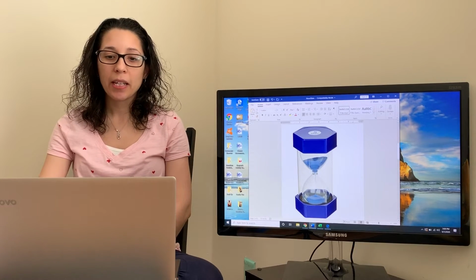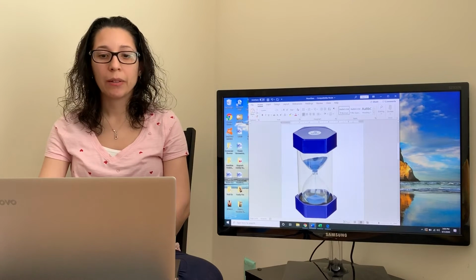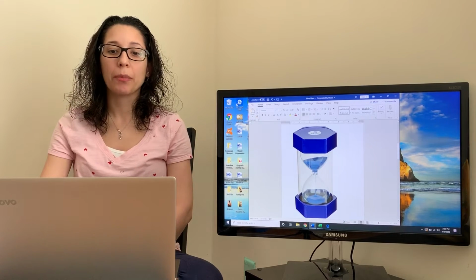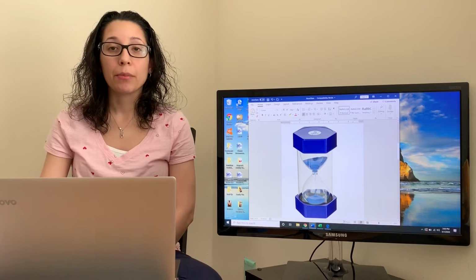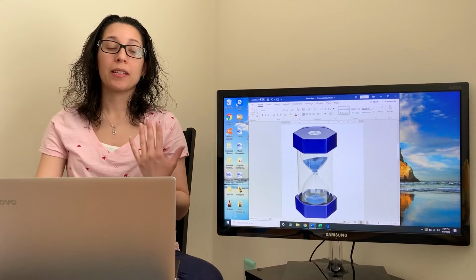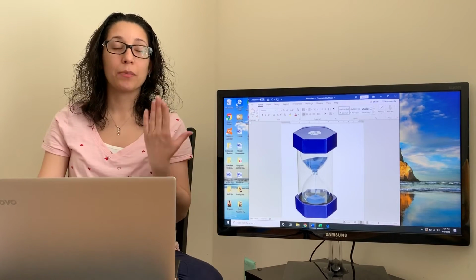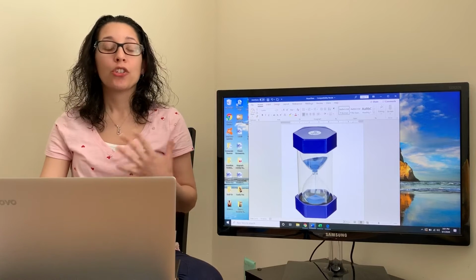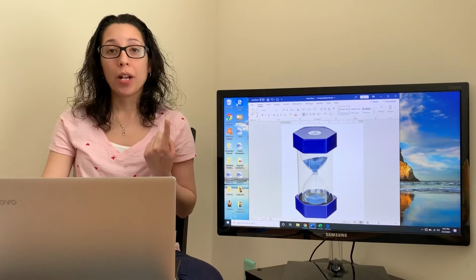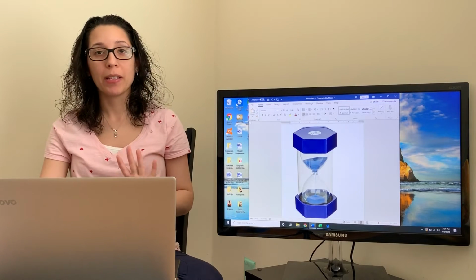You see inside here is the sand. The sand is blue. And right on top, there's a little number. This one has number 5. That tells you how long the time is that's being used in the sand. If it had a 1, it would be 1 minute. This one has a 5, so it's 5 minutes.